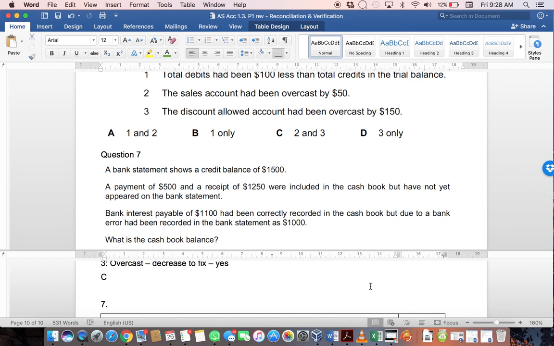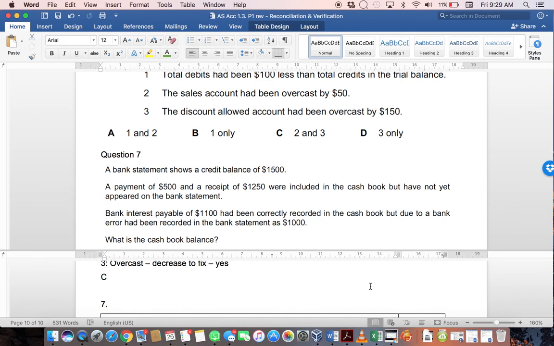Number 7, a bank statement shows a credit balance of $1,500. A payment of $500 and a receipt of $1,250 were included in the cash book, but have not yet appeared on the bank statement. Bank interest payable of $1,100 had been correctly recorded in the cash book, but due to a bank error had been recorded in the bank statement as $1,000. What is the cash book balance?